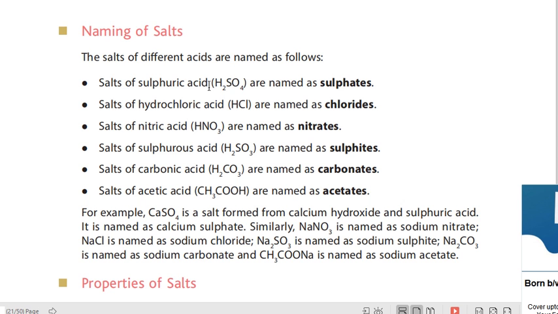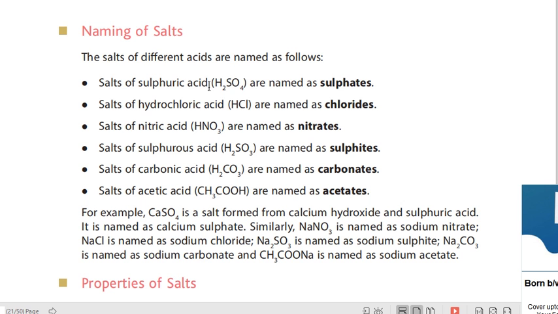The salt of sulfuric acid is named as sulfate. Salt of hydrochloric acid is named as chloride. Salt of nitric acid is named as nitrate. Salts of sulfurous acid are named as sulfite. Salt of carbonic acid is named as carbonate. And salts of acetic acid are named as acetate. See, we use the acidic part for naming a salt.